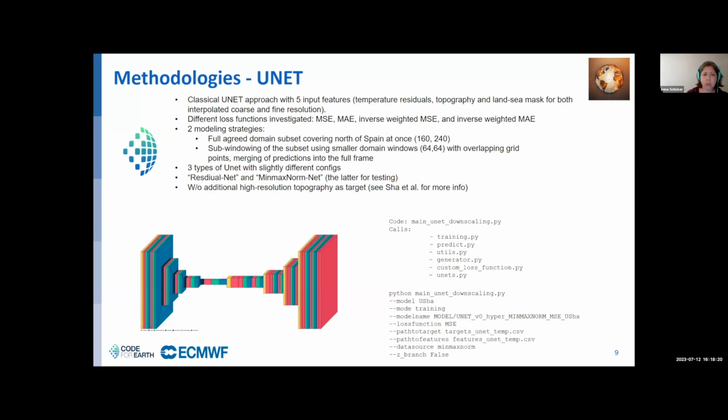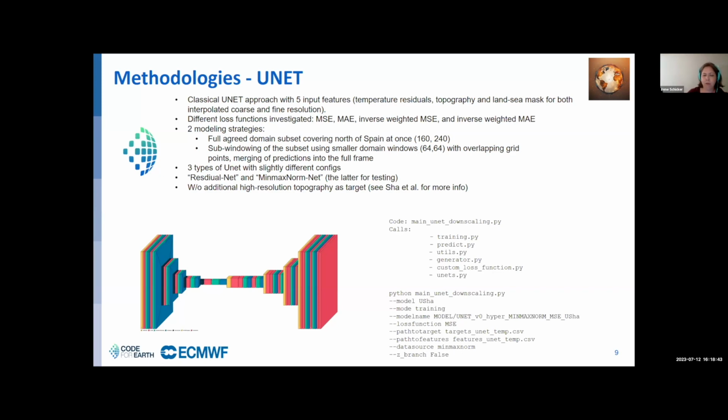And what we also look into is if we're going to use the high resolution topography as additional target parameter or not. And this was shown in 2020 or 2021 in the paper, that adding the topography did in fact improve the downscaling results. So this is still on our list to look into.